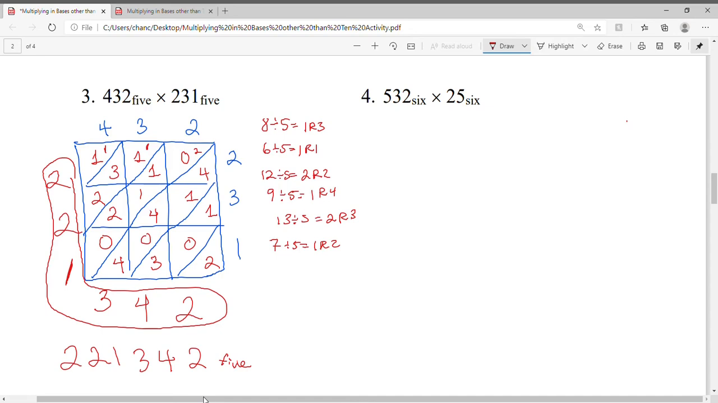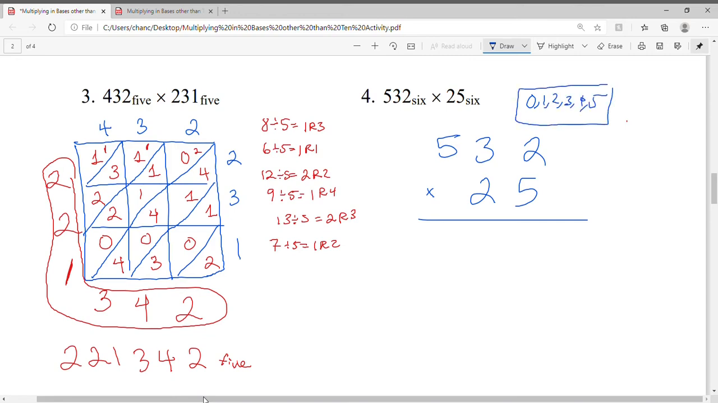So practice the lattice method. Make sure you know how to do it for example 3. For example 4, I'm going to stick with traditional for this question. Remember, we're talking base 6 in this question, so the only symbols are 0, 1, 2, 3, 4, 5. We're looking at base 6 here.